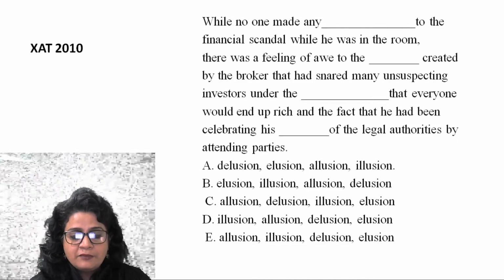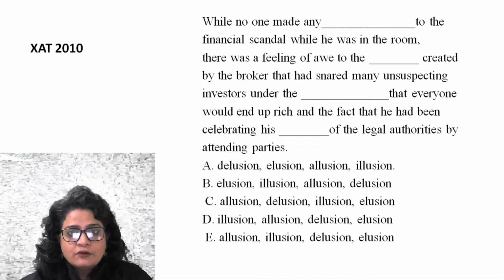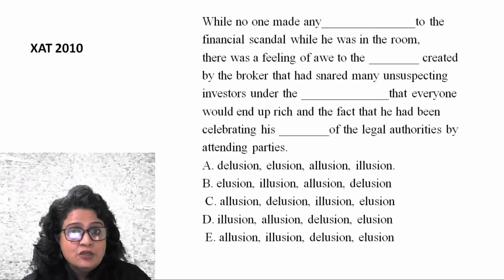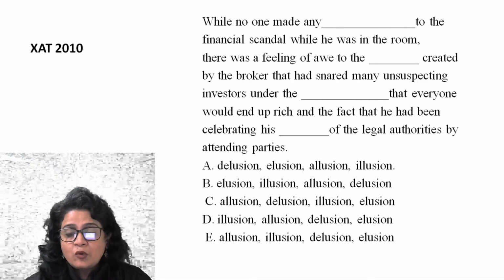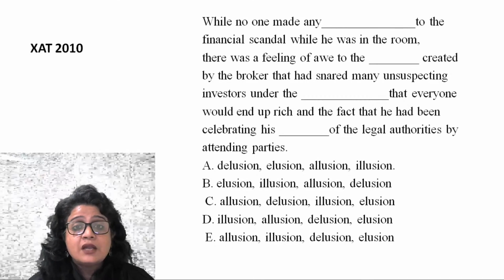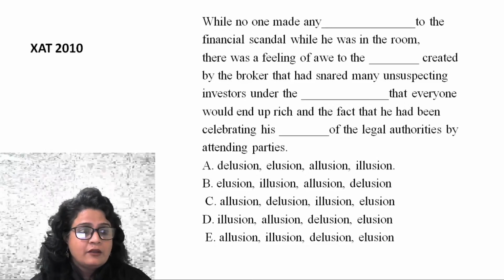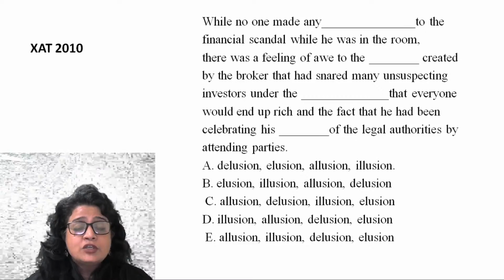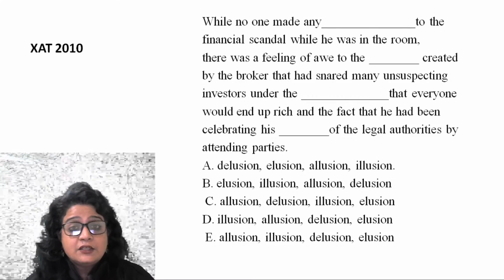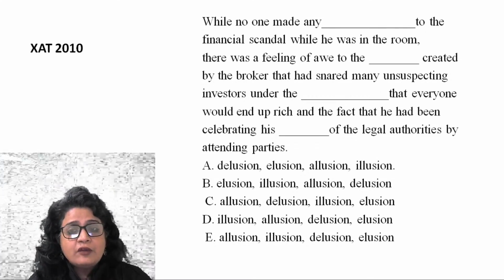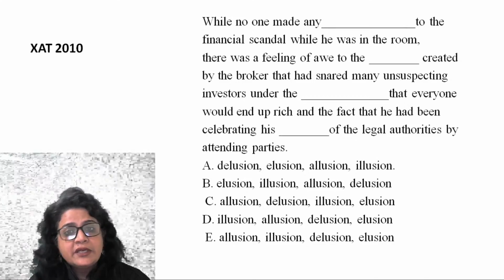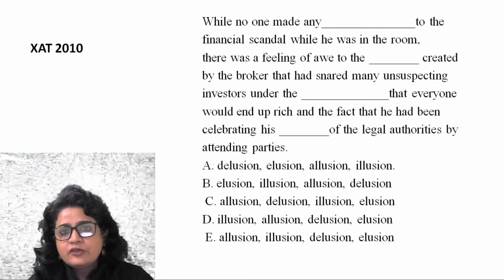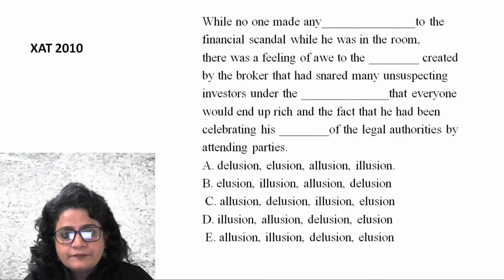So, illusion is something which is created to deceive you, to make you believe something. That is illusion. Delusion is when you yourself have some misunderstanding. I was under the delusion that he was my best friend. Alright? So this is what you start believing. That is delusion. So there was a feeling of awe to the illusion created by the broker. So allusion is first, illusion is second. You come to your answer, that is E.